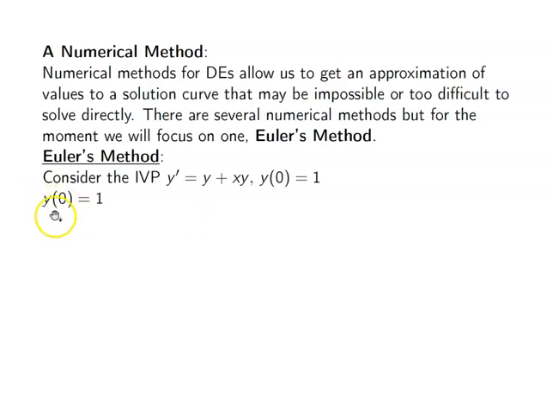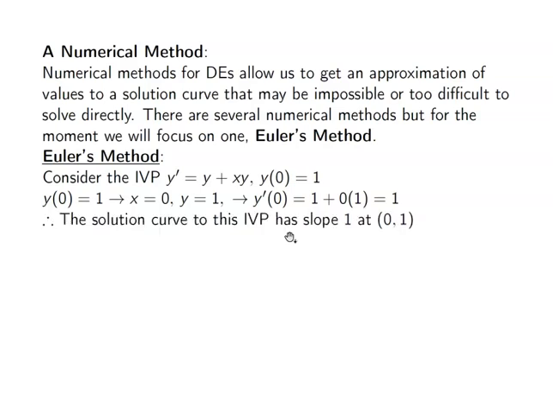So y of 0 equals 1 is the same thing as saying I'm looking at the point (0, 1). So x is 0 tells me that y is 1. So if I plug this into the derivative of my original function, I'm going to plug in 1 for y, 0 for x. This part goes away, so my slope at (0, 1) is 1. Okay. So the solution curve to this IVP has a slope of 1 at the point (0, 1). So the line that's formed by this point has a slope of 1.